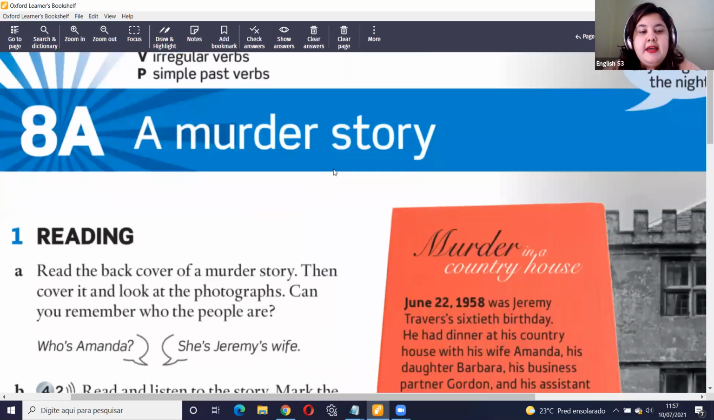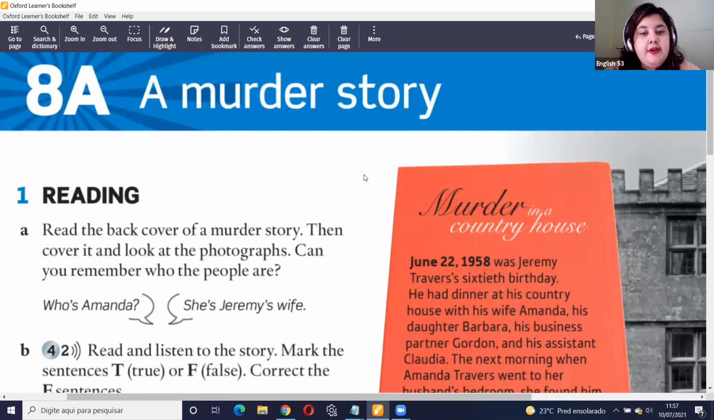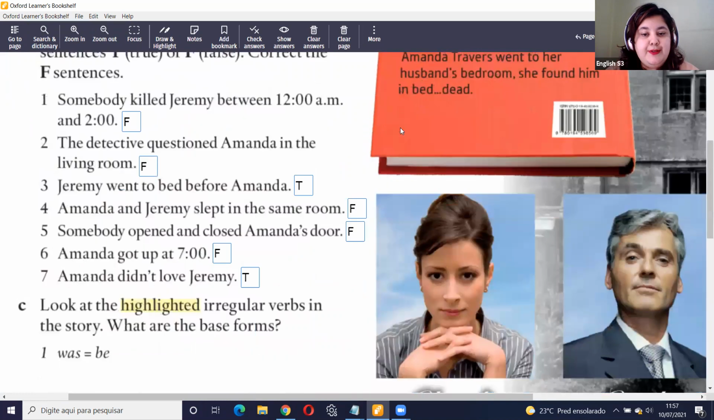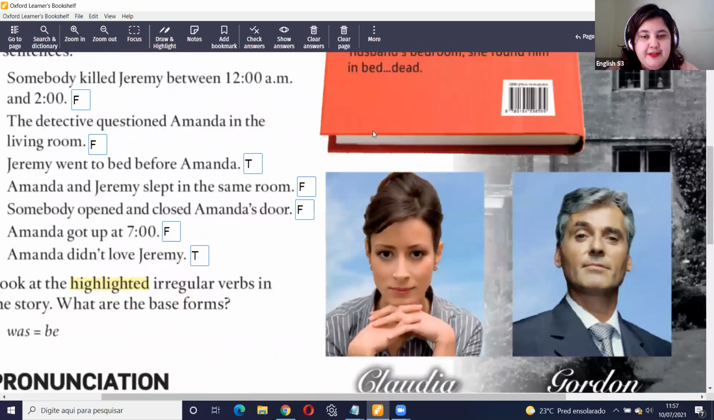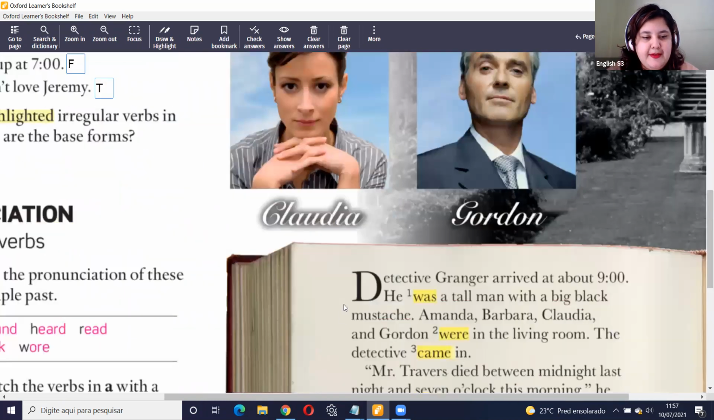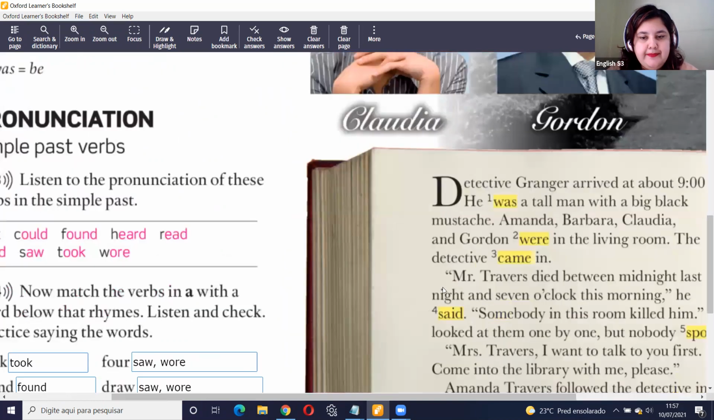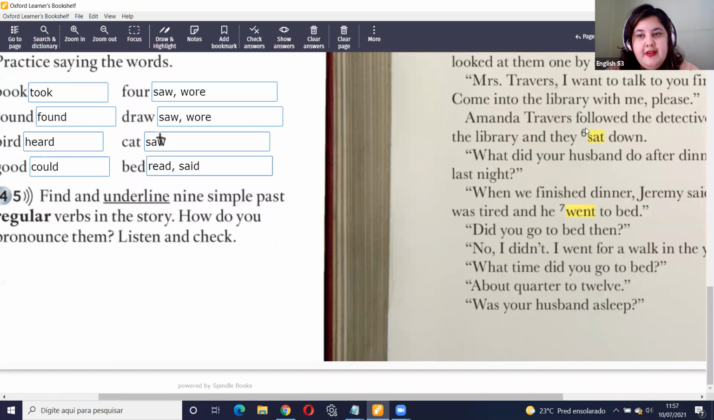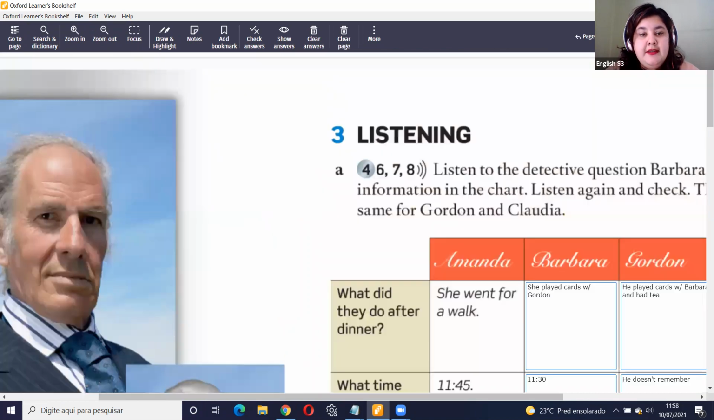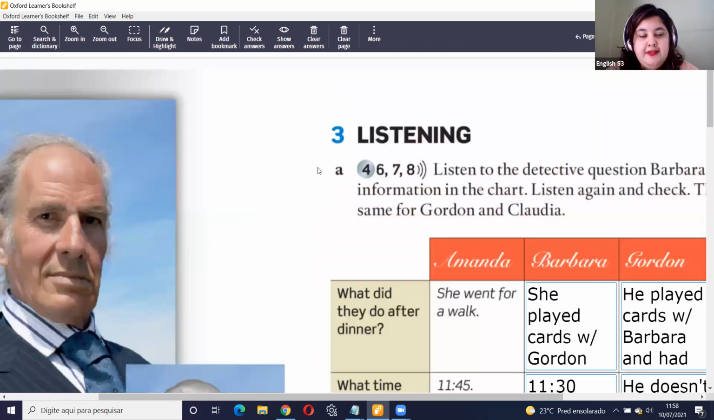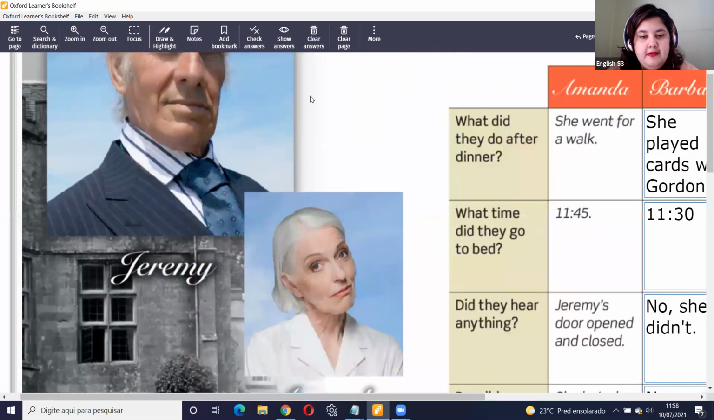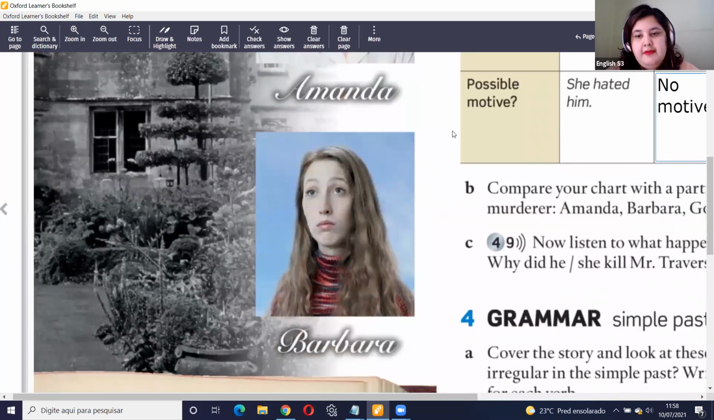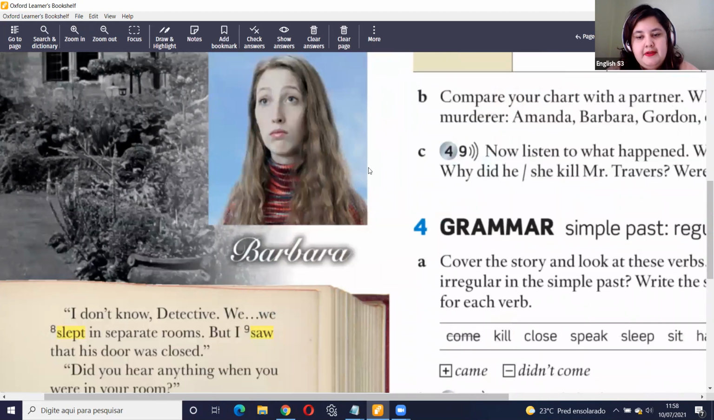On Unit 8A, we have a review once again of the simple past. So we had a murder story, which was very funny. I don't know if you remember, but I liked it a lot. And we saw the murder of Mr. Travers. And we discovered that the murderer was his business partner. It wasn't his wife nor his lover, but his business partner.